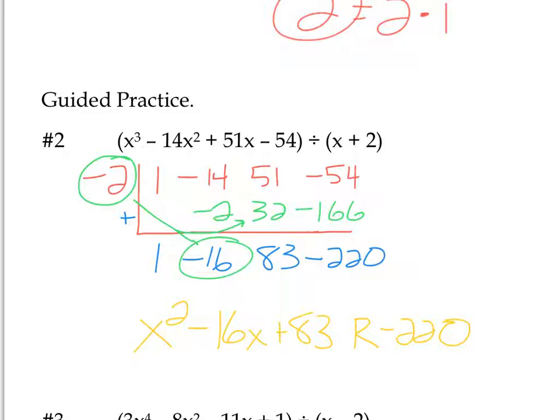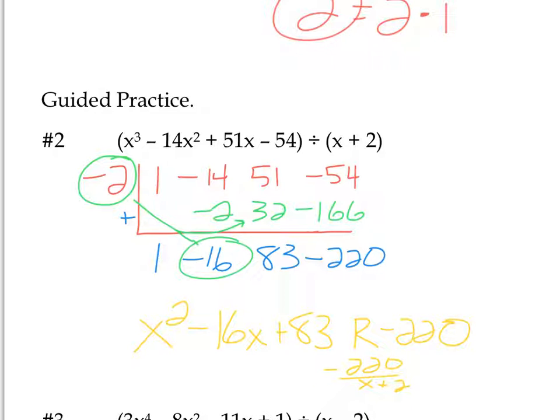Okay? Or you could write this as minus, because there's a negative there. So negative 220 means we're going to do minus 220 over x plus 2. So you can write that remainder either way, it would be acceptable. Okay, and it's good to know both formats depending on how you might see it.